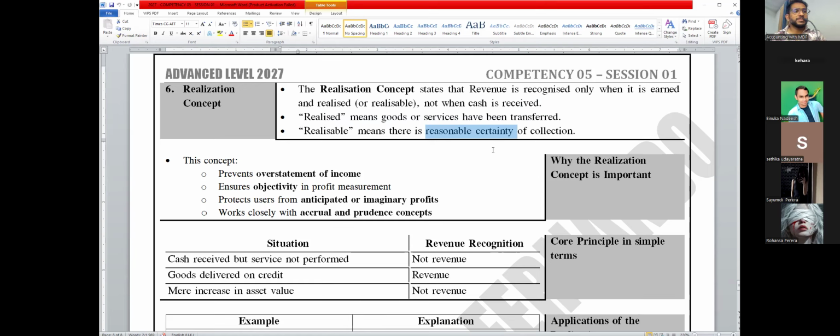Why is the realization concept important? Look at this. This concept prevents overstatement of income. Realization never lets you recognize an unearned income, unrealized income. So that will avoid the overstatement of income. The next is ensures objectivity in profit measurement. The next is protects users from anticipated or imaginary profit.